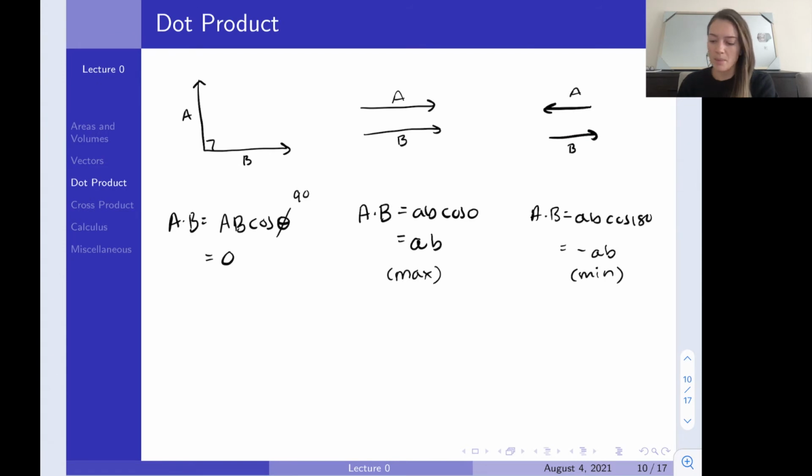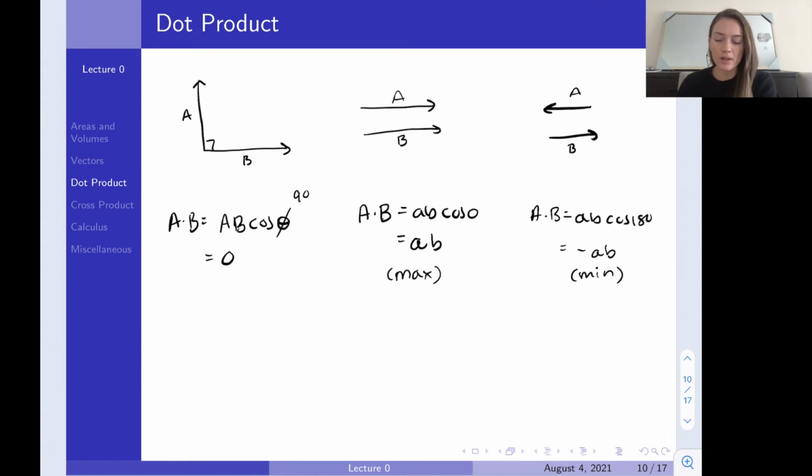So we're going to be using the dot product a lot. So definitely make sure that you're comfortable using the dot product and you understand. Basically, the most important thing is to understand that it's 0 when the 2 vectors are perpendicular, and it's either at a maximum or a minimum when they're parallel or anti-parallel.